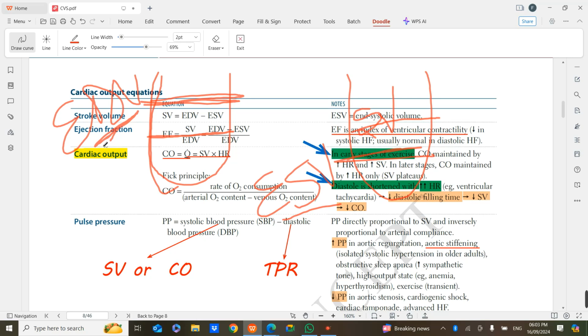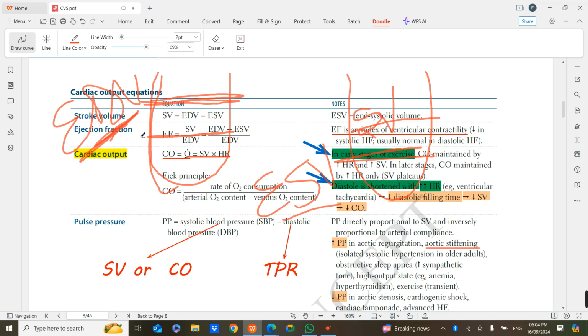They may say that the patient is given normal saline. They are giving the patient fluid. Which of the following will increase in this patient? The answer is going to be end diastolic volume. Very easy. So you can think it anyhow you like. So keep it simple.